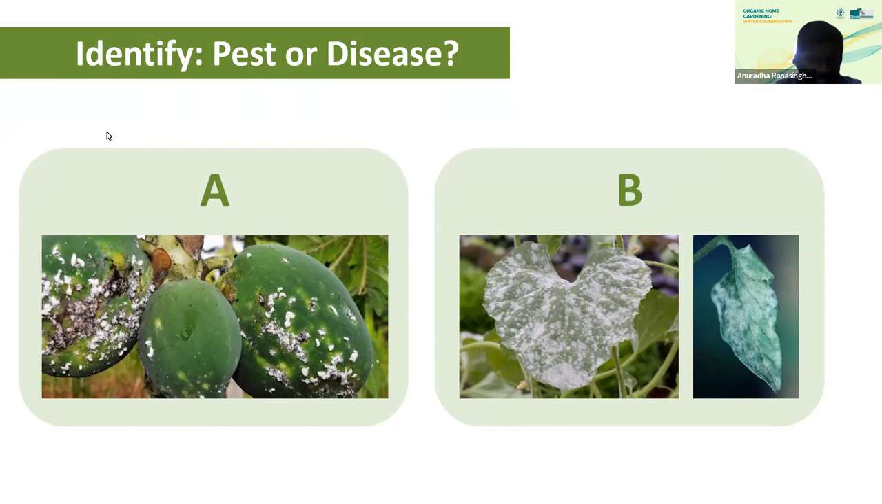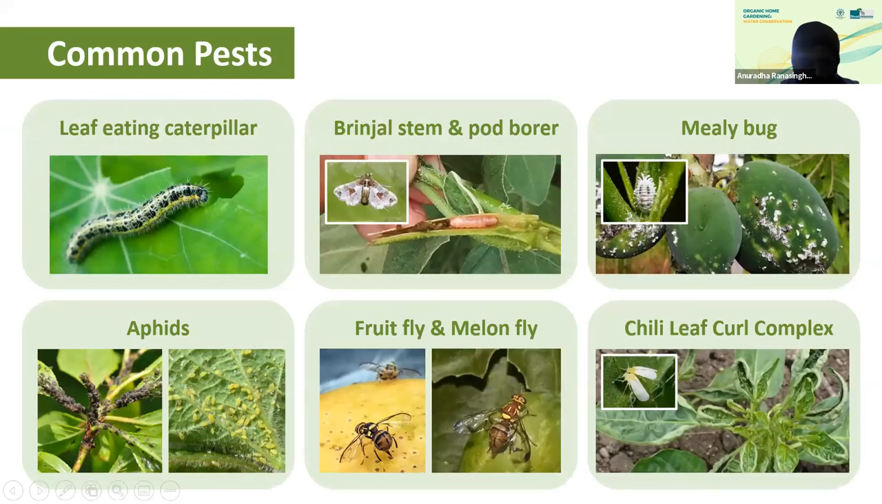So I think the majority answered well. So that means A is actually a mealybug, so it's a pest, and B is powdery mildew, which is a disease. So let's move forward and let's try to identify what the differences are. With the appearance, both look the same, but these are two different things. So let's discuss and let's try to solve these issues when we move forward.